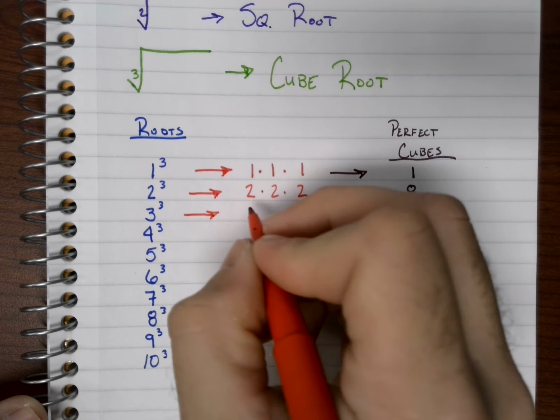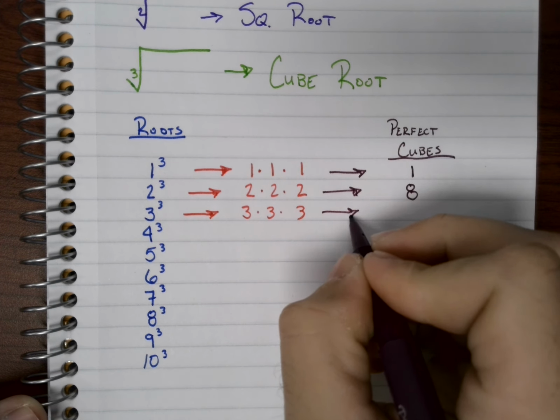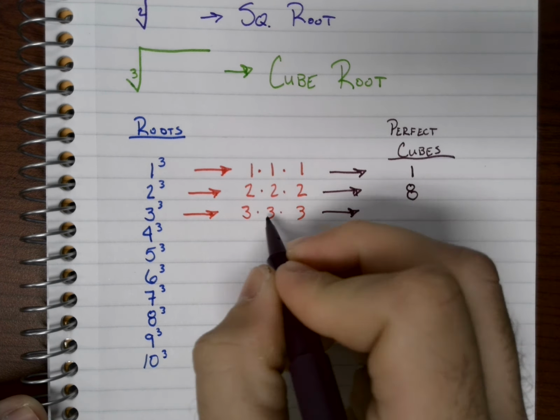Our next one, 3 times 3 times 3. 3 times 3 is 9. 9 times 3 is 27. And then we have 4 times 4 times 4. 4 times 4 is 16. 16 times 4 is 64. 5 times 5 times 5. Whoa, easy there. 5 times 5 is 25. 25 times 5 is 125.